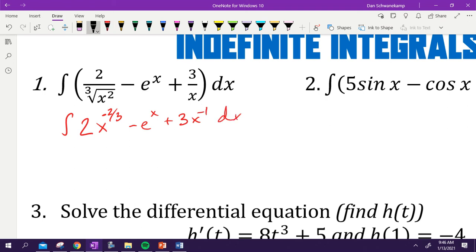Now we are going to find the antiderivative, which is the whole point of finding an indefinite integral. Okay, we're adding 1 to our exponent, dividing by our new exponent. So if I'm adding 1 to my exponent, Luke J, what's my new exponent going to be?